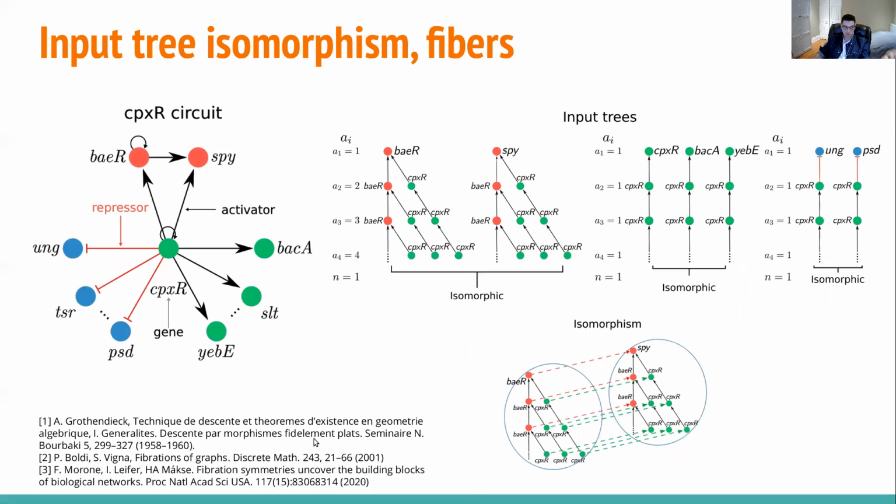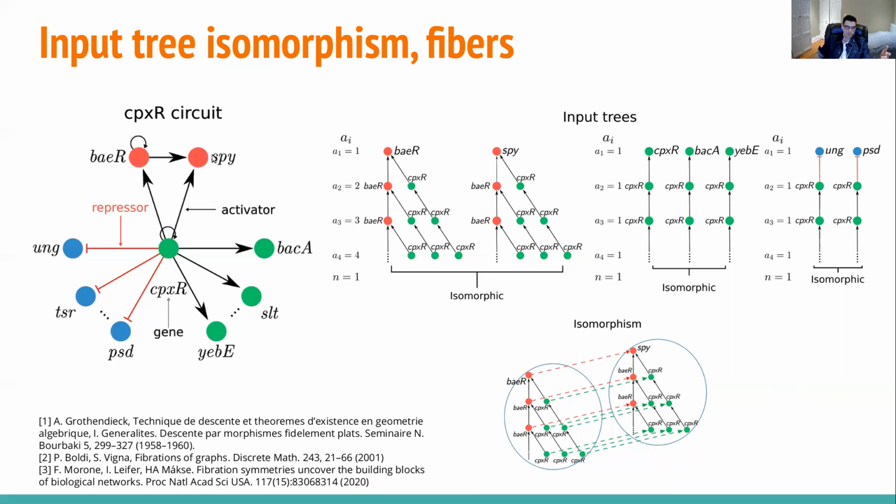And now I'm going to go into isomorphism and fibers, and this is all based on the paper that I mentioned from Grothendieck in the late 50s, where this was applied to category theory. Later it was applied specifically by Paolo Boldi and Sebastiano Vigna for fibrations for graphs, in the early 2000s. And we were the first ones to really apply these to real biological networks, or frankly to any real networks. No one did this before us.